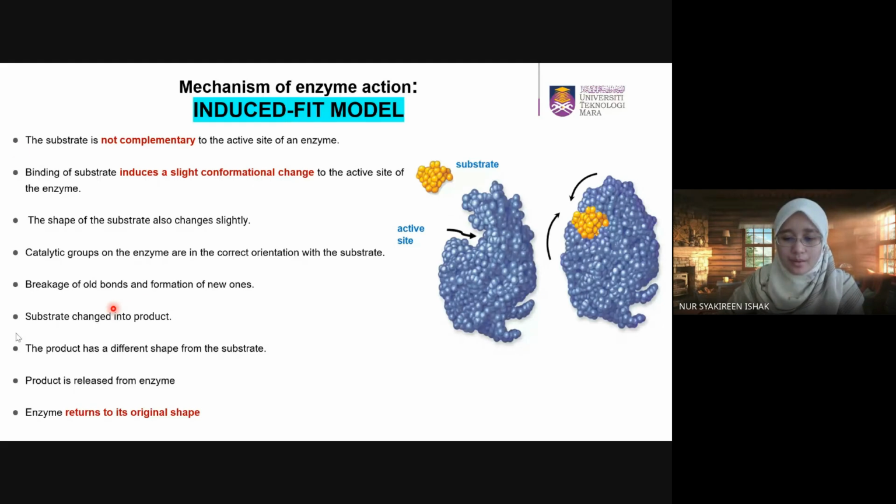Okay, so for the next one, it is the induced fit model. The substrate is not complementary to the active site of an enzyme. As you can see, this is the enzyme with the active site, and this is the substrate. The substrate shape does not exactly fit into the shape of the active site. But as the substrate binds into the active site, it causes the active site to change shape slightly. It induces a slight conformational change in the shape of the active site.